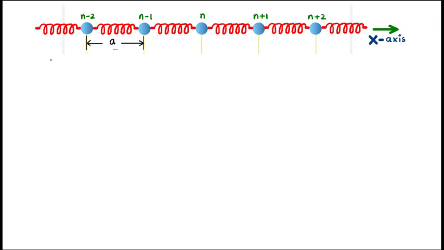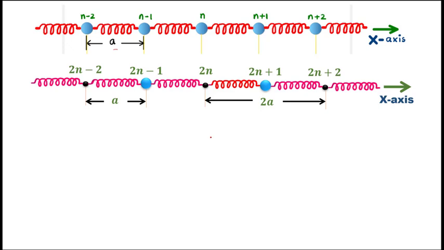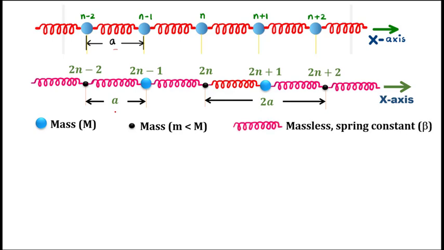This linear monoatomic chain of atoms has been modified like this. In this chain, two different types of atoms are separated by equal distance a and are arranged alternately and linearly along one direction, say along the x-axis, as shown here. Now let one of the atoms, represented by the blue balls, have a mass capital M, and the other atom, the one represented by black dots, have a mass small m, such that small m is less than capital M, and they are connected through springs which are assumed to be massless, having a spring constant beta.